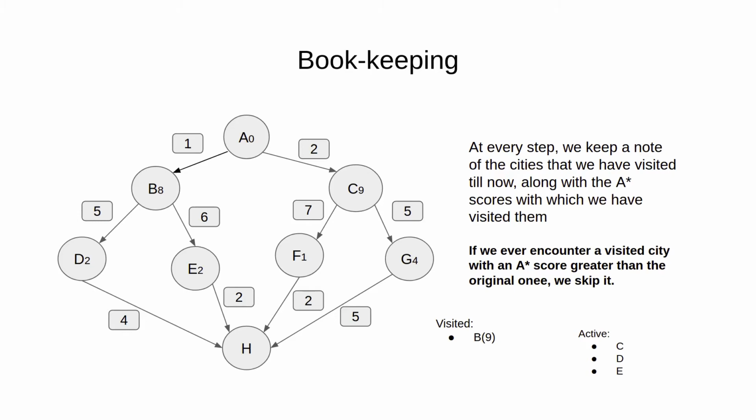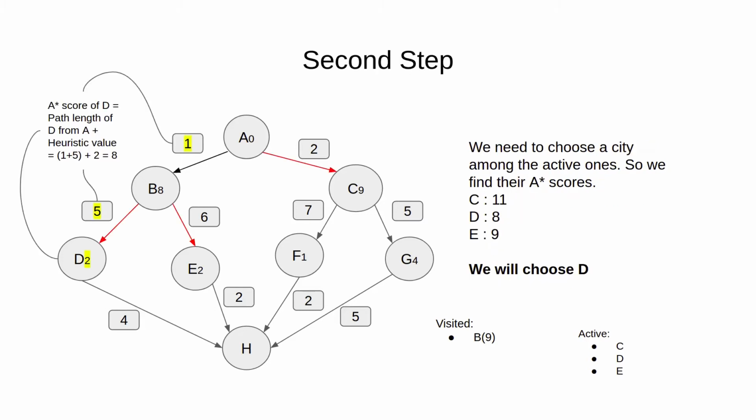We are keeping this note because if we ever encounter a visited city once again with an A-star score greater than the original one, we will not visit that city. In the second step, we have three choices as highlighted: city D, E and C. We will calculate the A star scores of these cities.